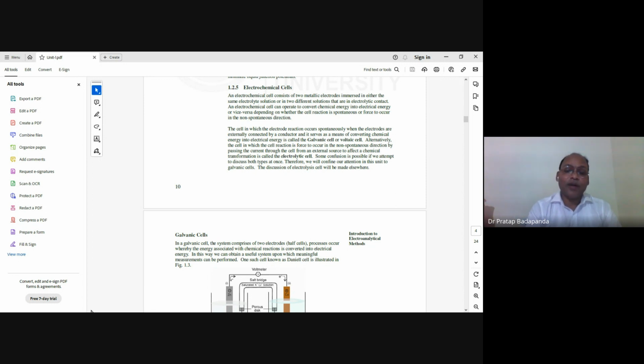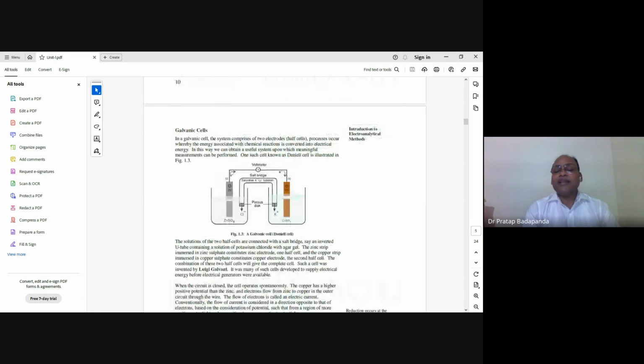Okay, next we will come down. In the galvanic cell, two electrodes are connected in two containers. One is the oxidation half, the second is the reduction half. In the oxidation half, a zinc electrode is used. Why zinc? Why not copper? Because there is an electrode potential difference.